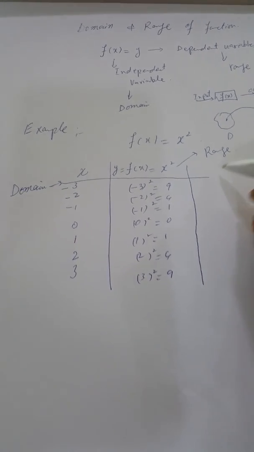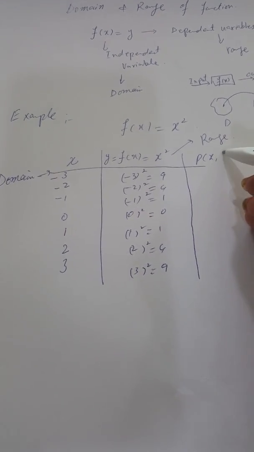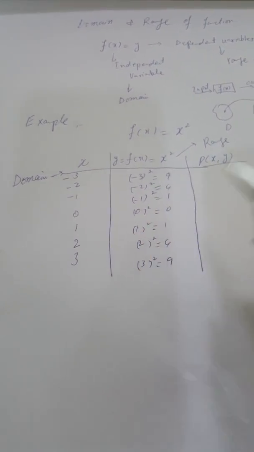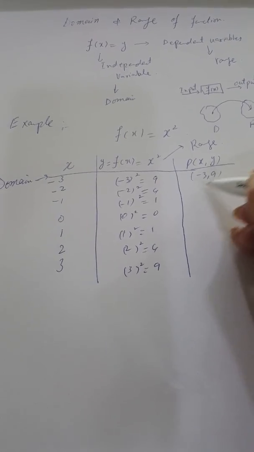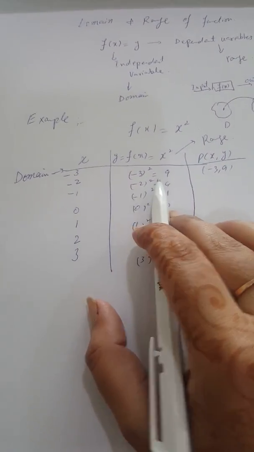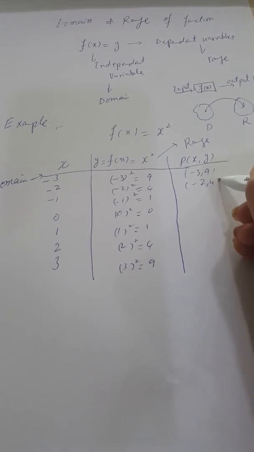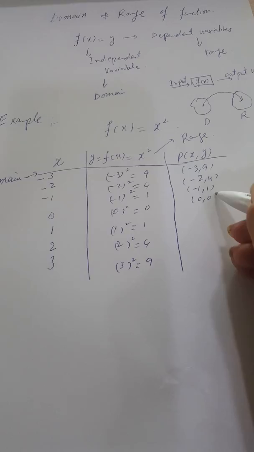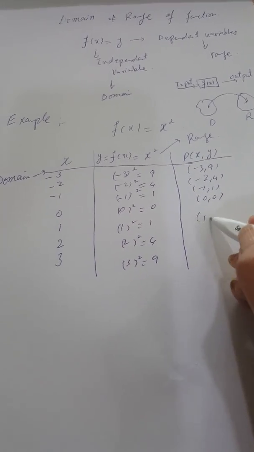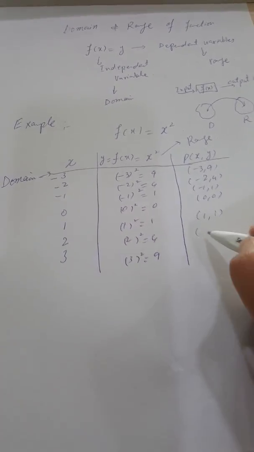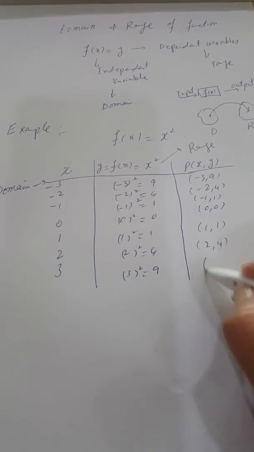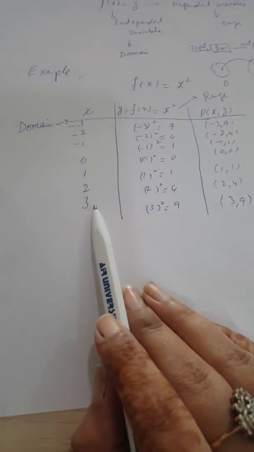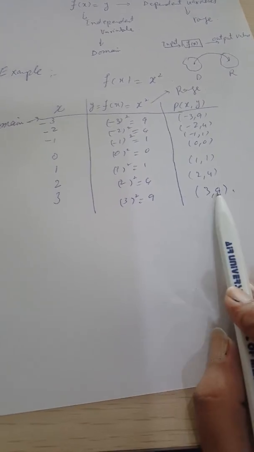Now I will write them as points (x, y). So x is -3 and y is 9. Here x is -2 and y is 4. X is -1 and y is 1. X is 0, y is 0. X is 1, y is 1. X is 2, y is 4. X is 3 and y is 9. So these values are called the domain, that value is called the range, and those are the points.